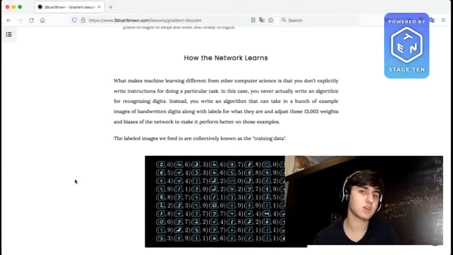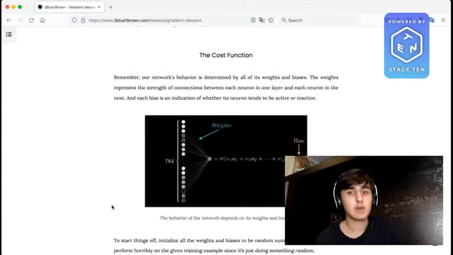So the cost function. Remember, our network's behavior is determined by all of its weights and biases. The weights represent the strength of connections between each neuron in one layer and each neuron in the next. And each bias is an indication of whether its neuron tends to be active or inactive.